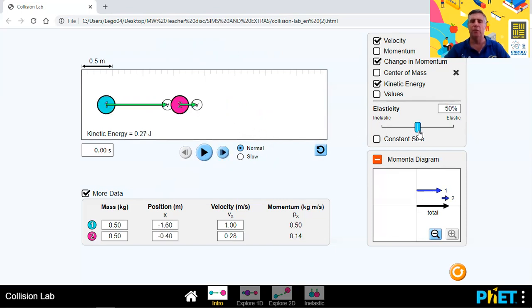If we have a collision which is a little bit elastic and a little bit inelastic, again, we go from 0.27 joules to 0.22. Not as much kinetic energy is lost, and the balls separate. So I hope this just makes it clear that in any collision, elastic or inelastic, momentum is conserved, but kinetic energy is only conserved in a perfectly elastic collision.